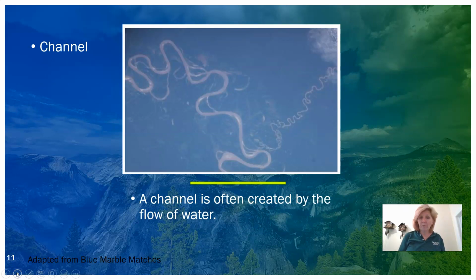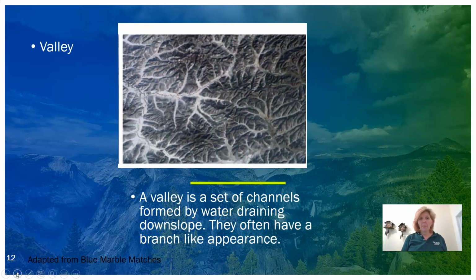This is a channel, and a channel is often simply created by a flow of water. So you can see what that one looks like. These are multiple waterways. These are called channels. A valley in this case is a set of channels that are formed by the water when it drains down slope. So it's coming down, and they usually have a branch-like appearance. If you look at that branch-looking area, it looks like a branch of a tree. That's how you know that it is a valley.